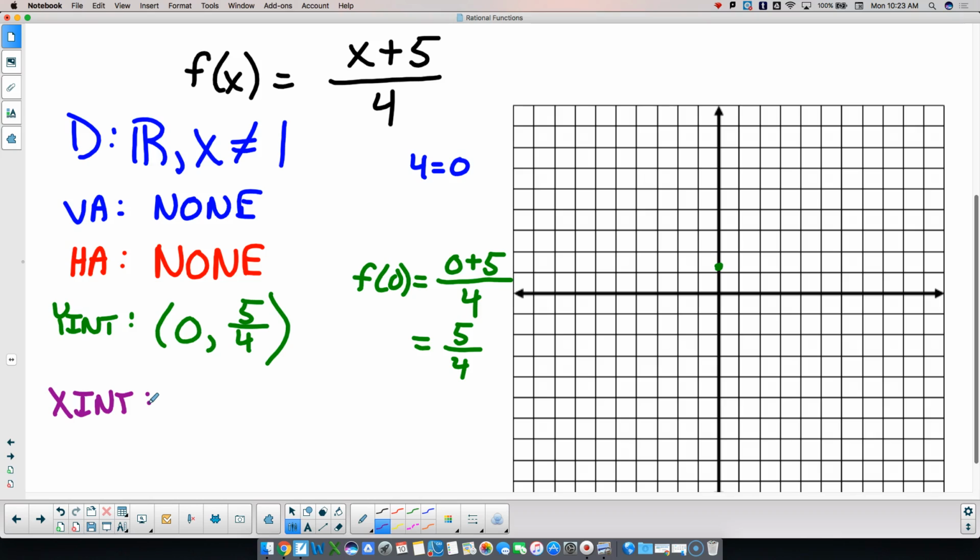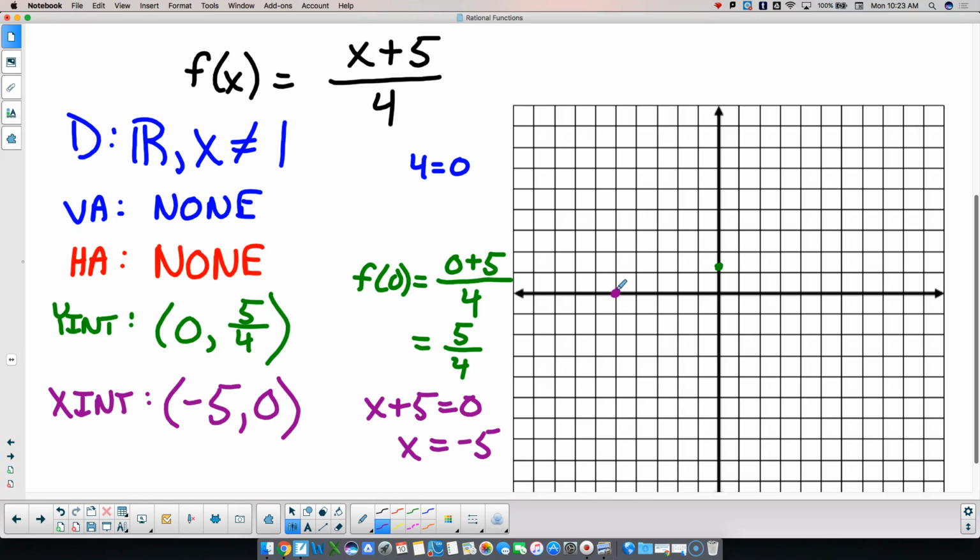Start participating. Okay? X-intercept. How do I find the x-intercept? 23 voices all in one. There we go. Numerator equal to 0. X plus 5 equals 0. X equals negative 5. So my x-intercept is -5, comma 0. 1, 2, 3, 4, and 5. Next step.